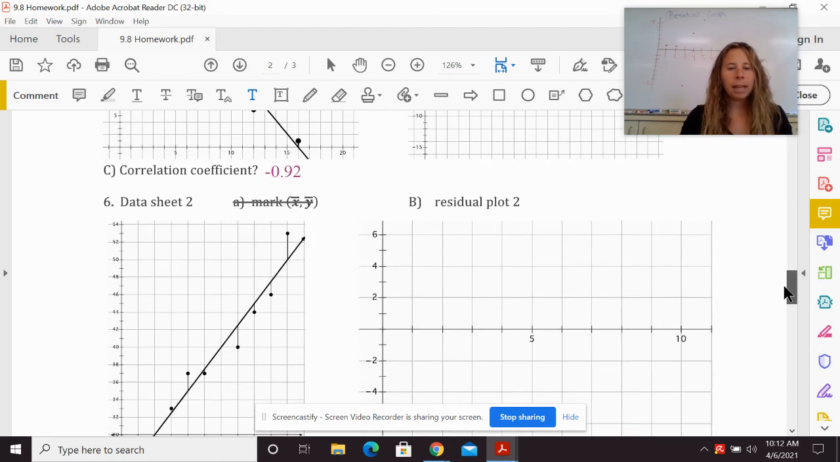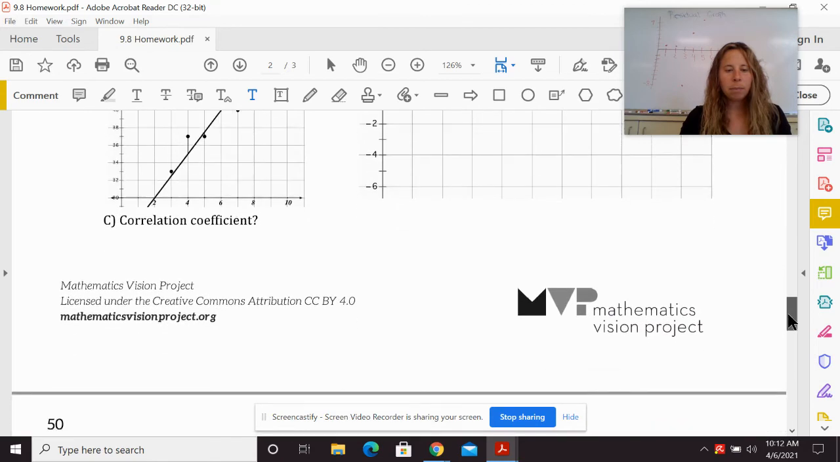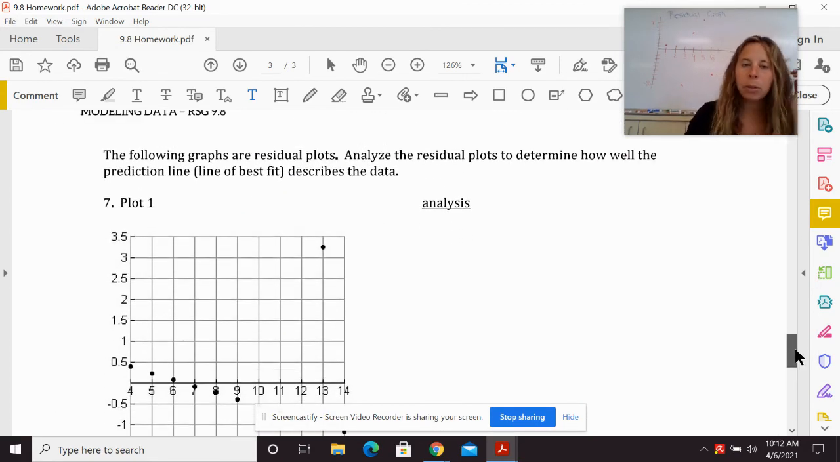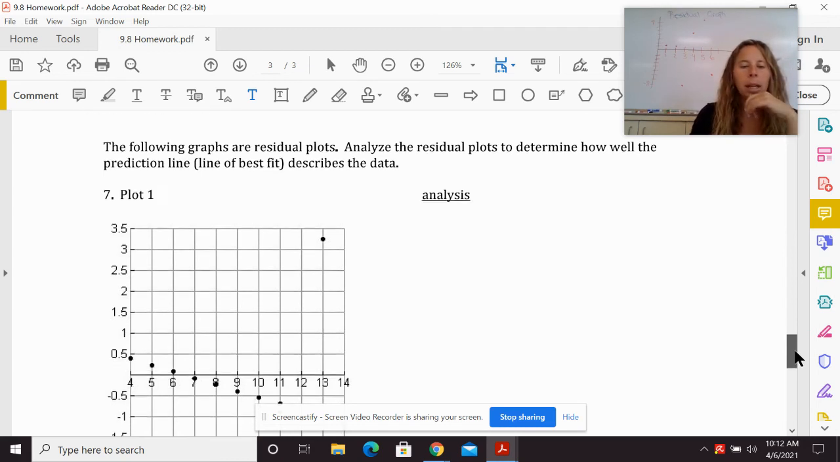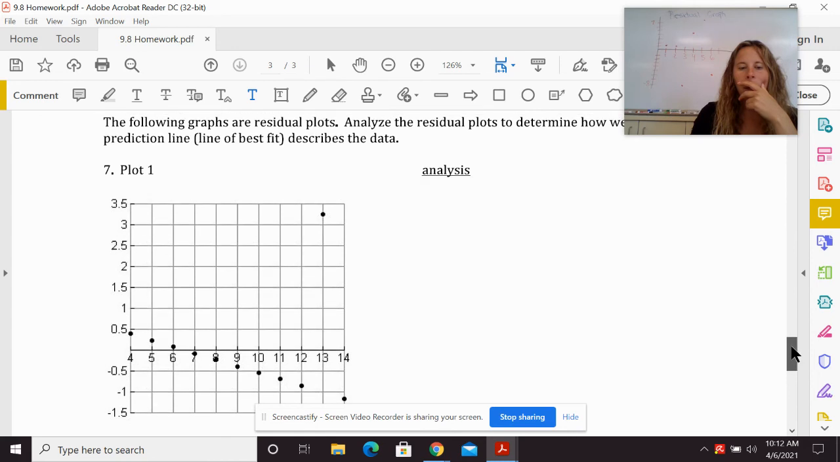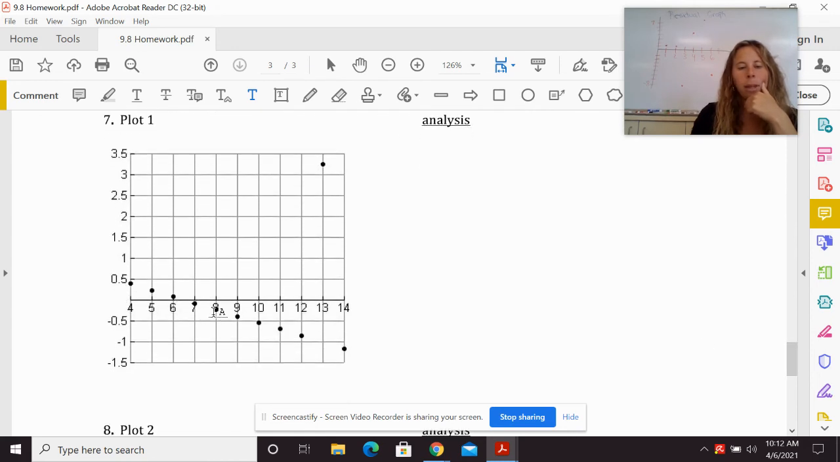Right, and then you're going to do the exact same thing for number 6 that we just did. Here, the following graphs are residual plots. Analyze the residual plots to determine how well the prediction line describes the data. So we don't see their line of best fit. These are just the residual plots they have created. A residual plot should never be a straight line. So they did not estimate their line well here.